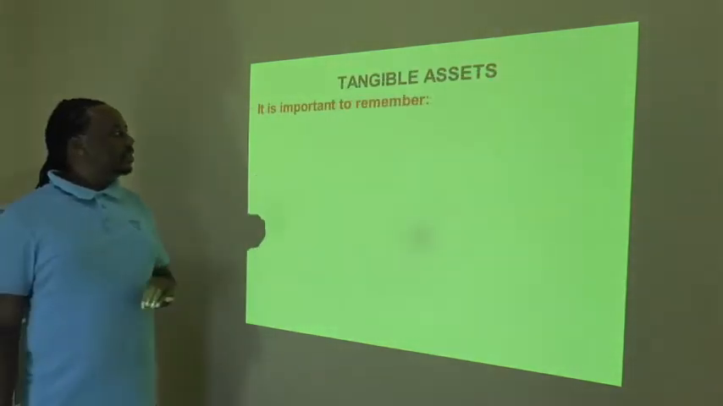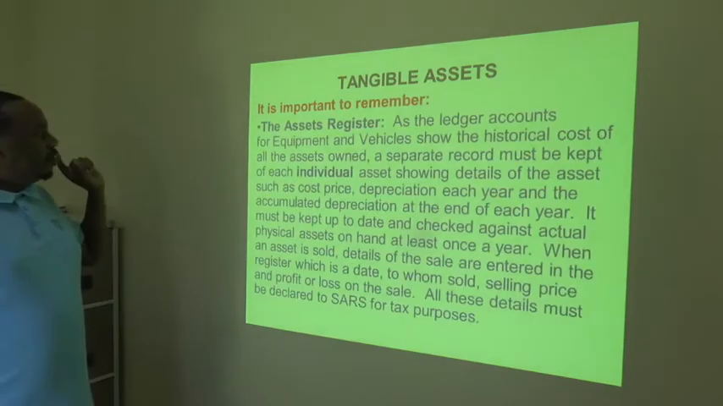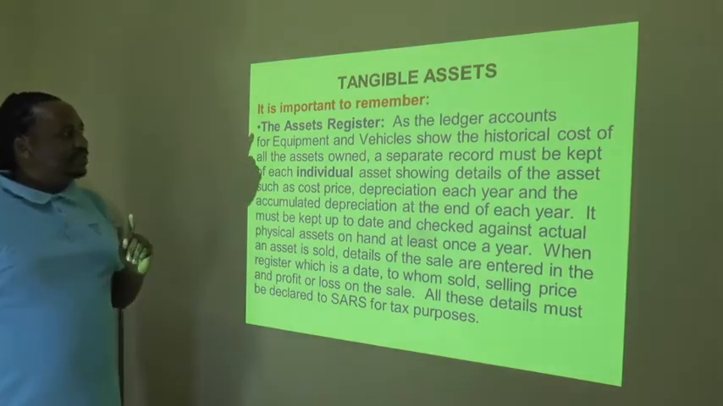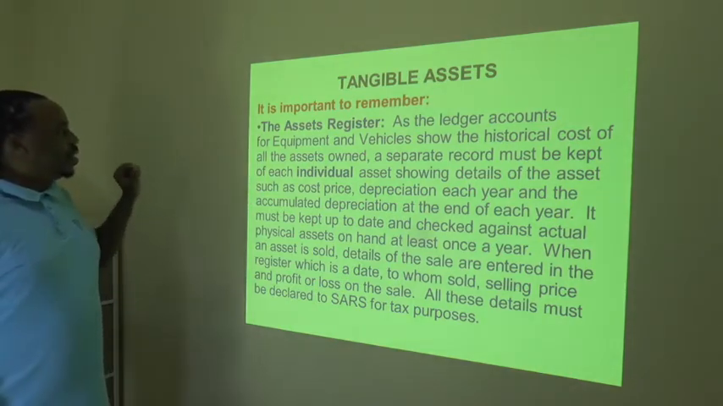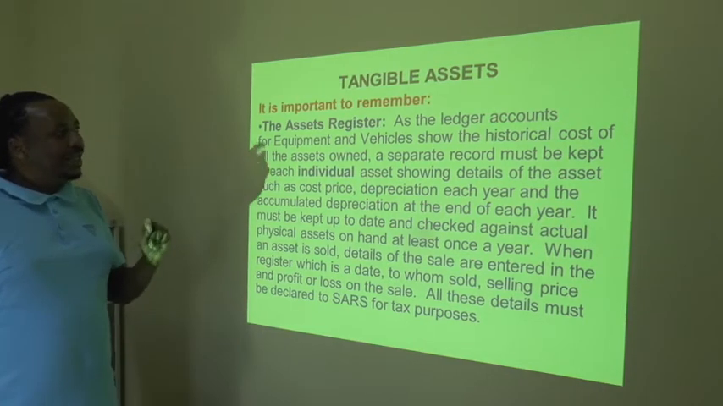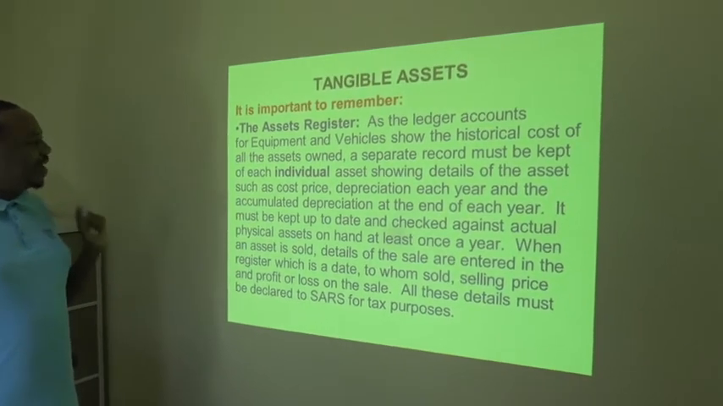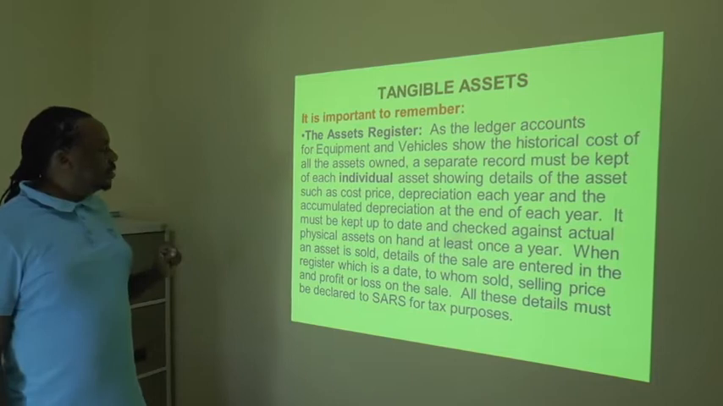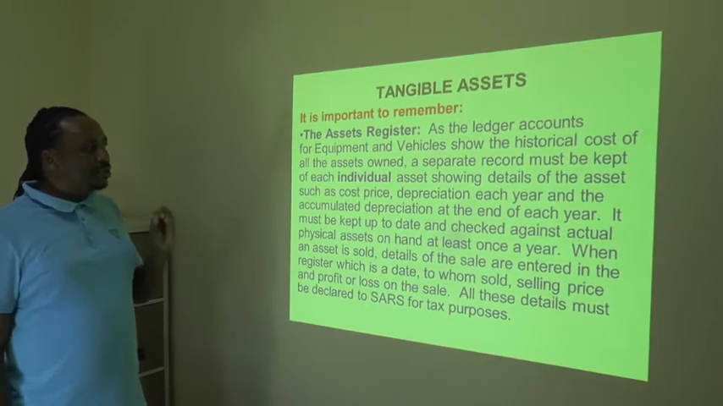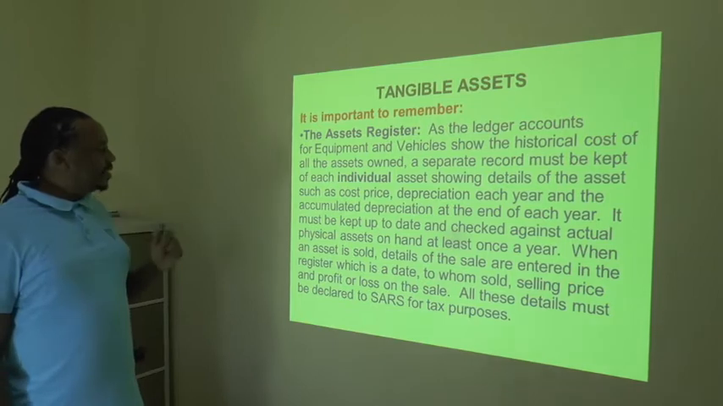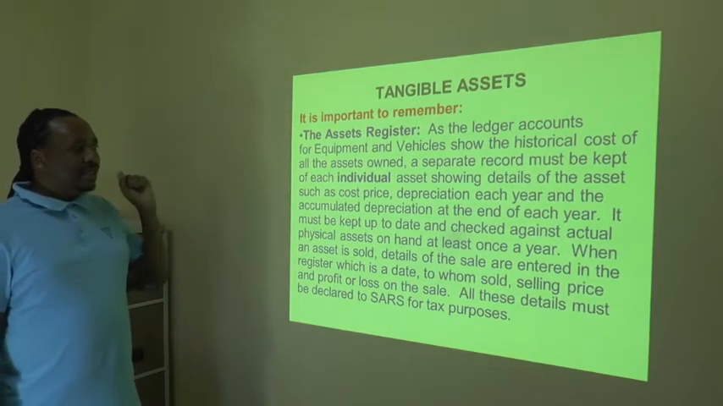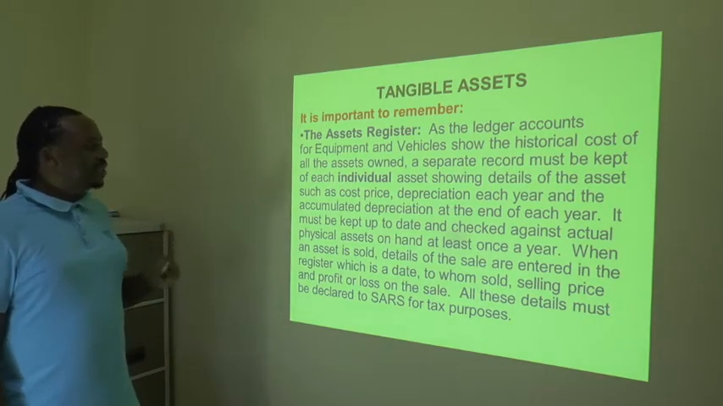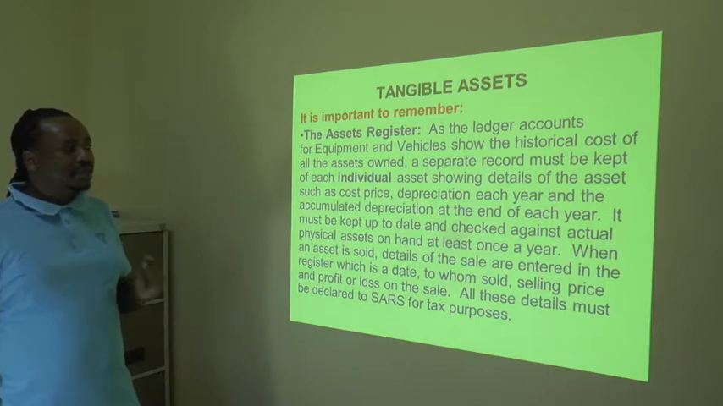A tangible asset. It is important to remember that the asset register, as a ledger account for equipment and vehicles, shows the history and cost of all the assets owned by the business. A separate record must be kept of each individual asset, showing details such as the cost price of that asset, the depreciation of that asset each year, as well as the accumulated depreciation of that asset at the end of each year.